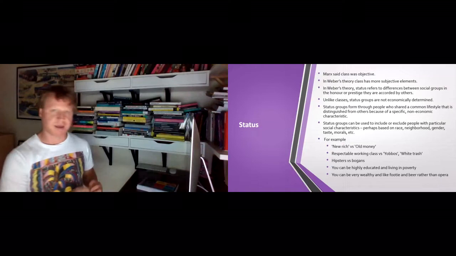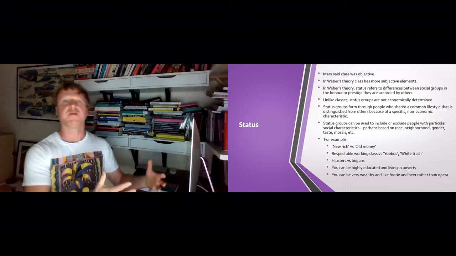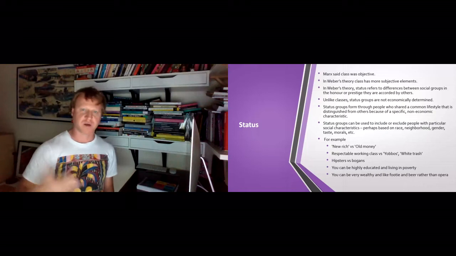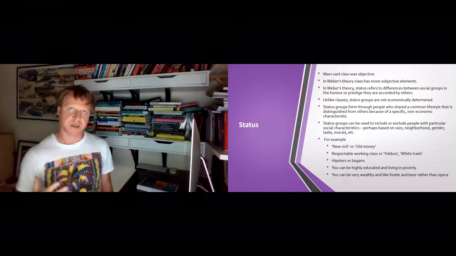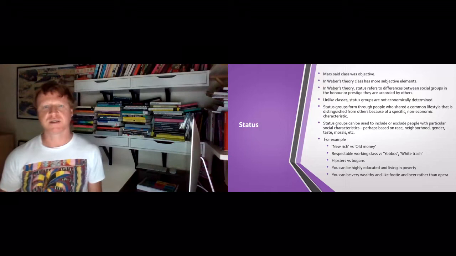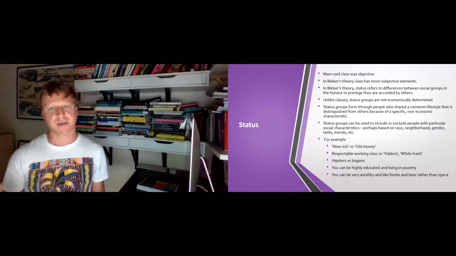Importantly, Weber introduces the idea of status. So where Marx is focusing on objective material relations, Weber brings in these more subjective cultural elements. And this is a way that different social groups have more honor and prestige, and they're thought of as better or worse in a status system. So while status does somewhat correlate with how much money people have, it's not necessarily economically determined. And this moves towards shared lifestyle, shared networks, the ways that different groups distinguish themselves from others, beyond economic characteristics.